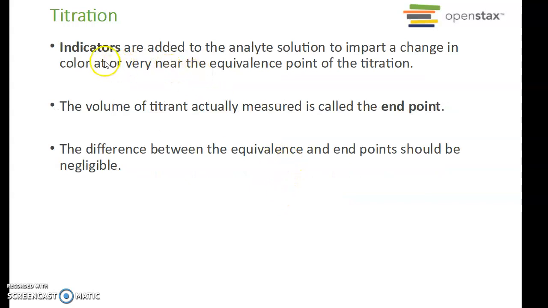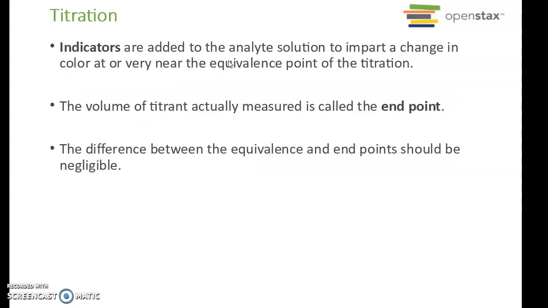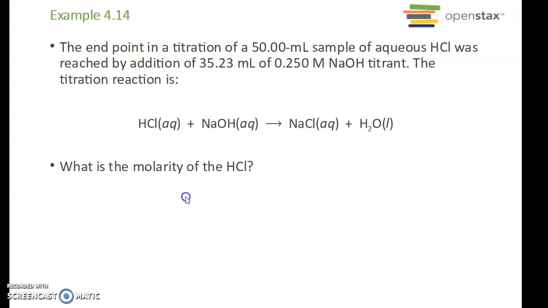And we determine that by indicators. Some of the best ones are if you have a pH meter or something that imparts a color change at or very near the equivalence point. The volume of titrant actually measured is called the endpoint. The difference between the equivalence point and the endpoint should be negligible if you want to have a valid system.